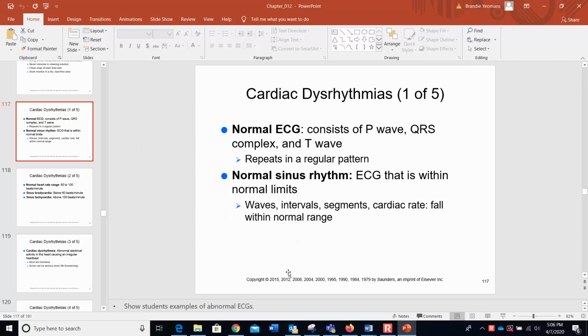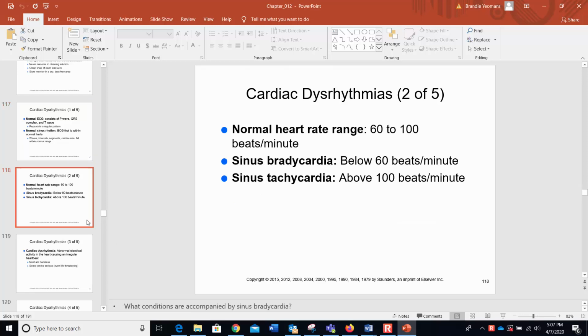Alright, this is part 4 for the cardiopulmonary procedures for Clinical 2, and we are starting with the cardiac dysrhythmias. So the first thing we're going to talk about is a normal ECG, which consists of that P wave, QRS complex, and then the T wave. This repeats in a regular pattern, so there's no reason for us to worry about an abnormality. This is typically called a normal sinus rhythm, and it is interpreted as within normal limits. So the waves and the intervals, the segments, and the cardiac rate, those all fall within a normal range.